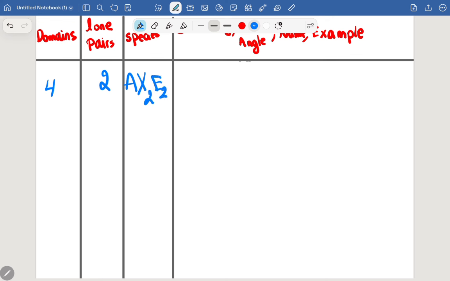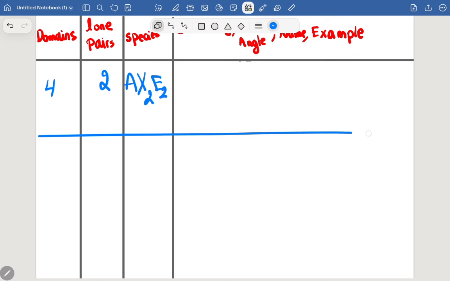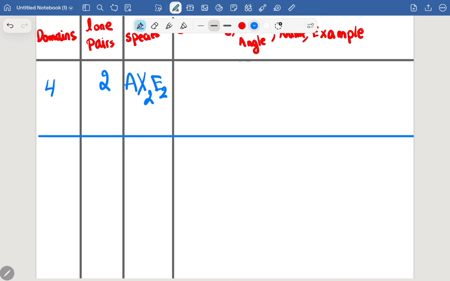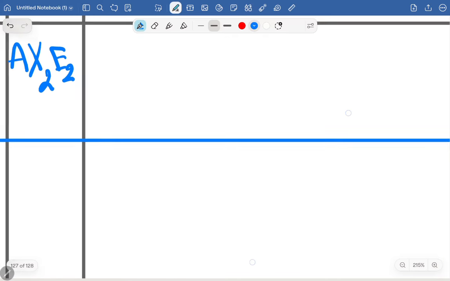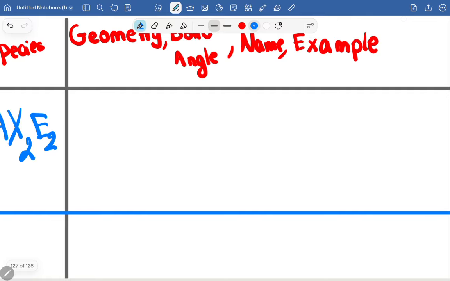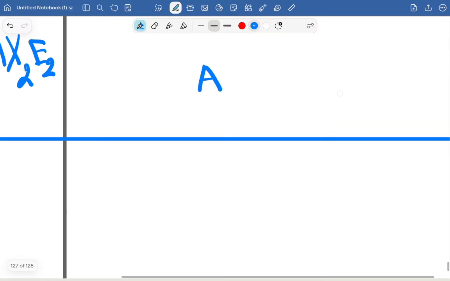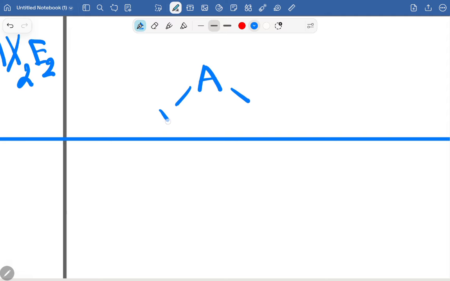Okay, what about this one? Let me just take some space. There we go, perfect. Now, AX2E2, look what's going to happen. We're going to have our central atom, and as you can see, we're going to have 2 atoms that are bonded. If you only have 2 atoms that are bonded, it's way preferable to keep them both in the plane. So now you're going to have 2 that are in the plane.